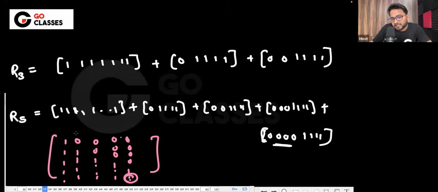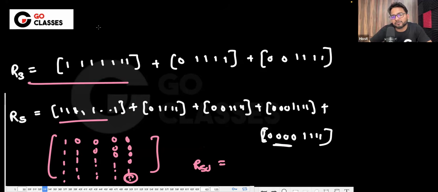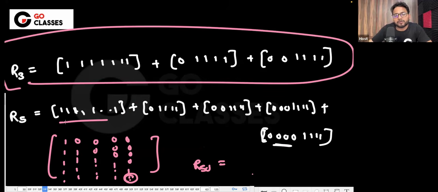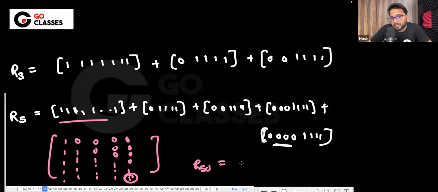So you can say these are the few vectors. There are 50 rows, so this vector plus 49 zeros. Basically there will be 50 vectors, including this one. R3 is a linear combination of 3 vectors, right? Similarly, R5 is a linear combination of 5 vectors. So R50 will be a linear combination of 50 linearly independent vectors, right?